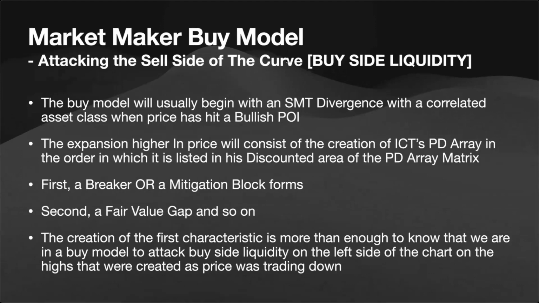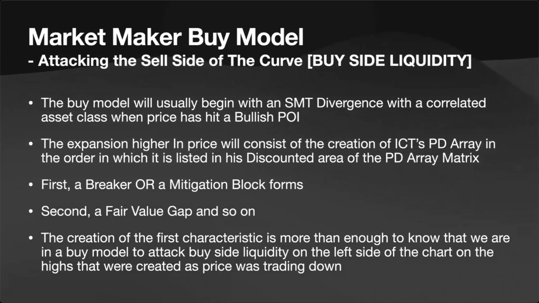Right, so the market maker buy model. When we look at the market maker buy model, we are attacking the sell side of the liquidity curve. What do I mean by liquidity curve? It means all of the highs that were created on the way down, we are targeting them. So we are looking for a low resistance liquidity run to the upside, and it happens in two stages. First stage reaccumulation, second stage reaccumulation, boom, run buy side.